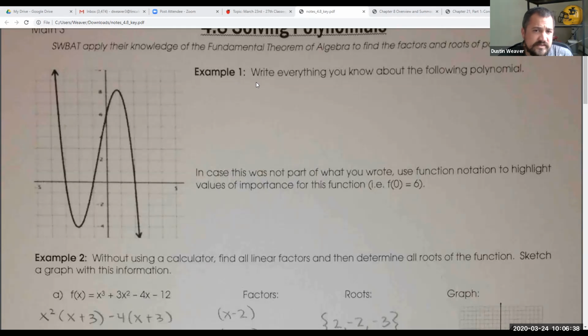So example number 1 says, write everything you know about the following polynomial. Does anyone know what degree this polynomial would be? If you think you do, you can just type your answer in the chat. What degree would that polynomial be? You can take a guess. Anybody want to take a guess?